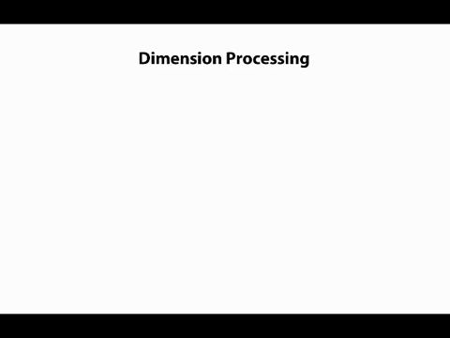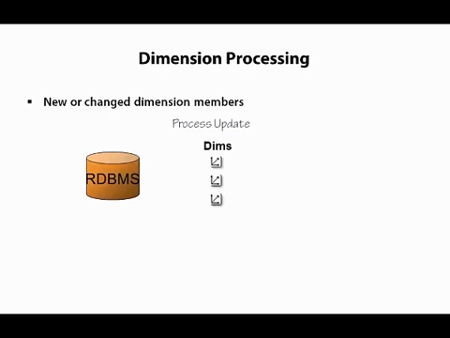Now let's consider dimensions by themselves. For dimensions where we know we either have just new members or members that have changed, we can run a process update, and that loads in any new dimension members and makes changes to existing dimension members. Performing a process update does not require us to do a full process on the cube like we need to do when we do a full process on a dimension.